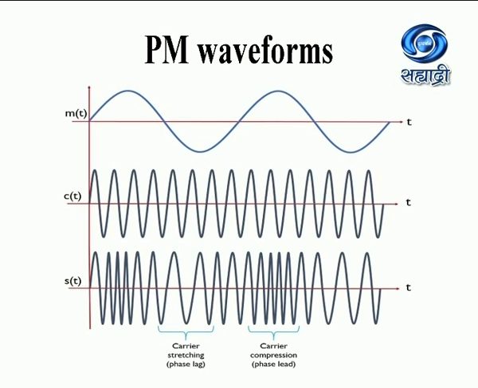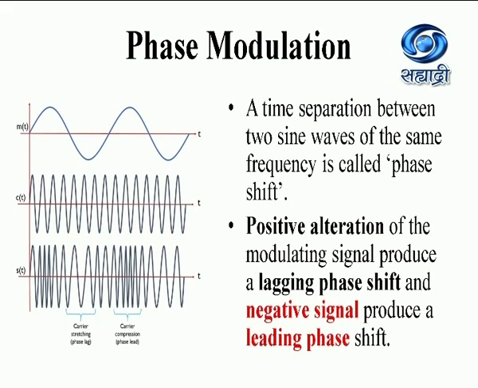If you observe the picture, it looks like frequency modulation, but here the phase is changed according to the modulating signal amplitude. Whenever the negative cycle is applied, the phase of the carrier signal will change. For the positive signal, we get one type of phase in the carrier signal, and for the negative half cycle, we get the second type of phase. Those phases are called leading phase and lagging phase. A time separation between two sine waves of the same frequency is called phase shift. So in phase modulation, we get the phase shift between two carrier frequencies.